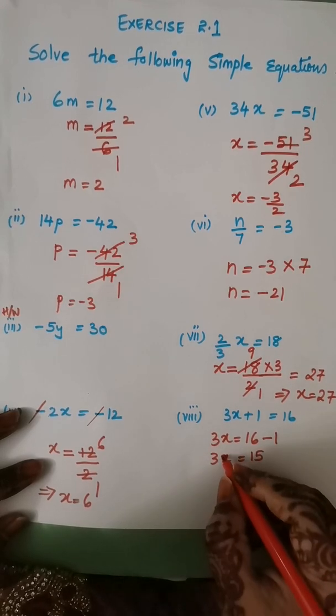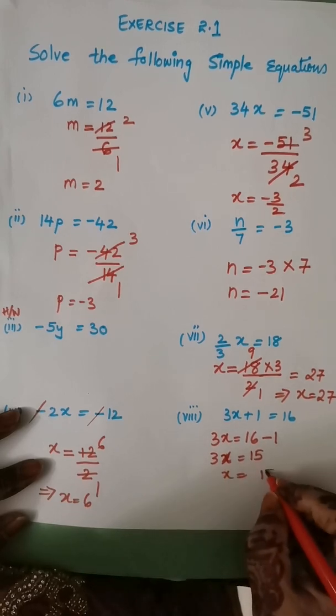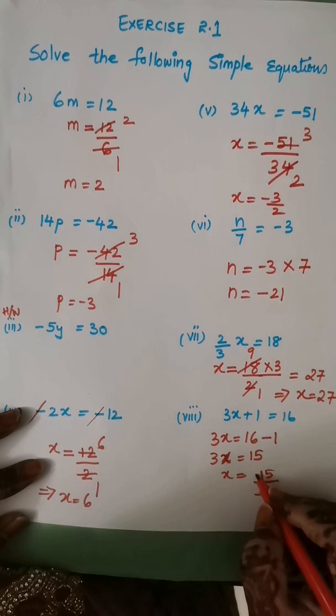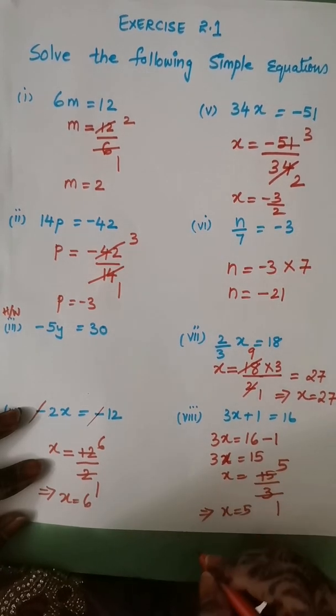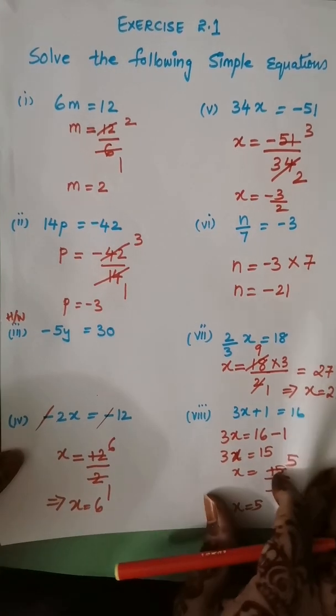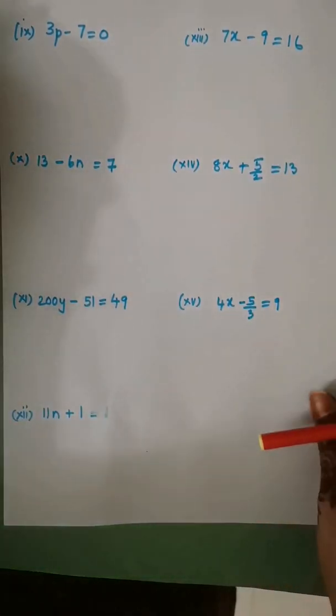Okay, now we have to make x alone. 3, where will it go? Multiplication will become division, so it will go down. 3 ones are 3, 3 5s are 15. So x is equal to 5 is the answer. Okay children, we'll do a few more sums and we will finish this exercise.